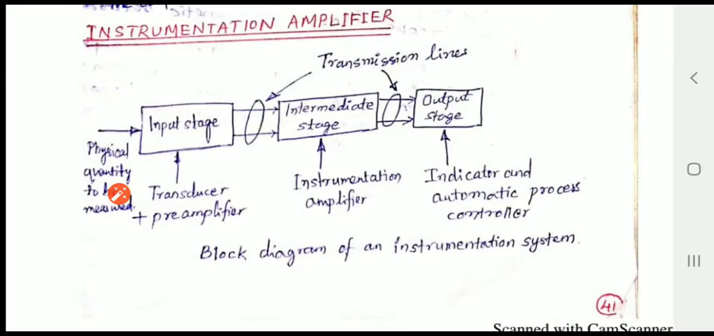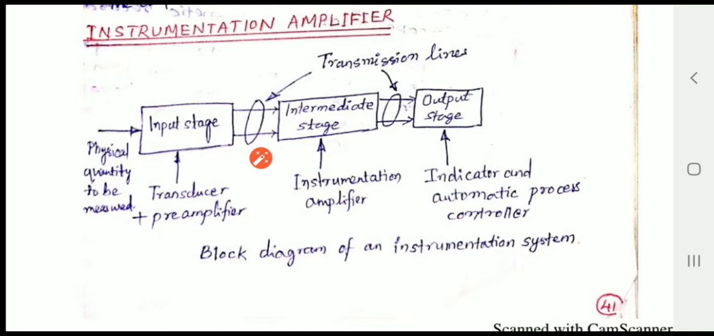So this is the last topic of module 4, that is instrumentation amplifier. Here in this topic we will discuss how an op-amp can be used as an intermediate stage between the input and output stage. Okay, so here we will discuss one by one.